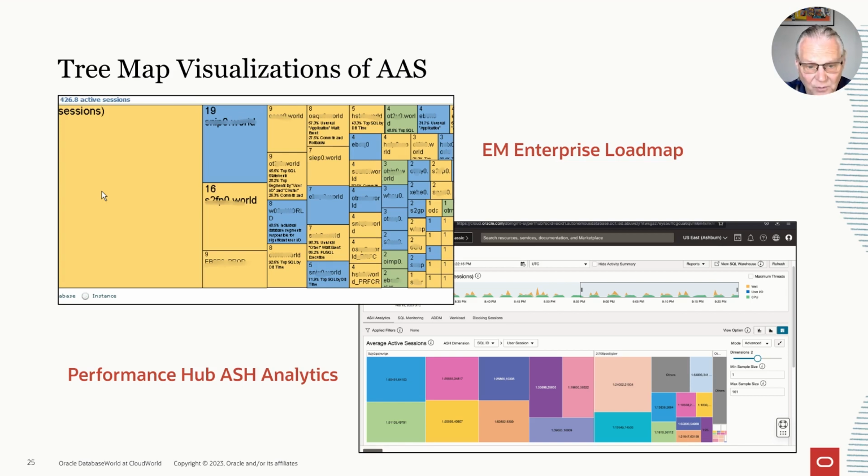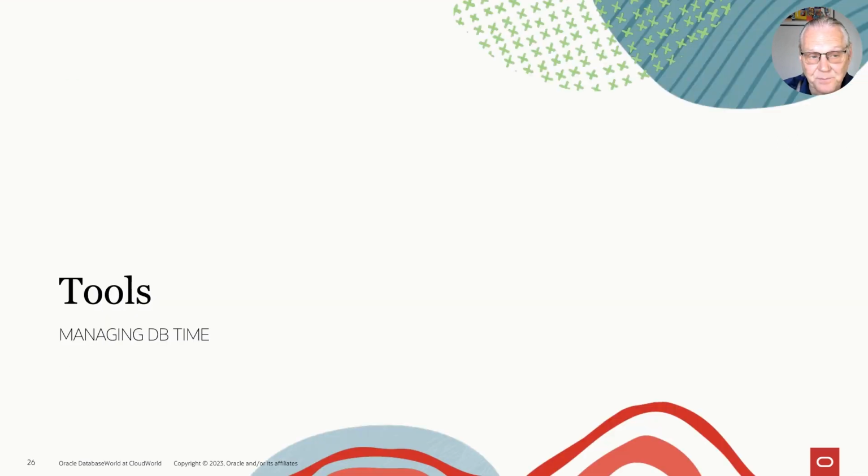The other way we do tree maps on top of average active sessions data is by drilling down into DB time through ASH. And that's what's represented in that other screenshot, which is the Performance Hub ASH Analytics tab. And there we're able to slice and dice DB time using ASH math across all these different dimensions that ASH has. So that's a very powerful way to get a view of what's been happening in your database.